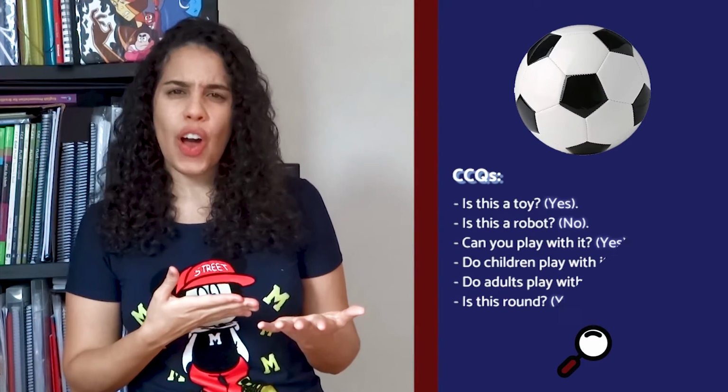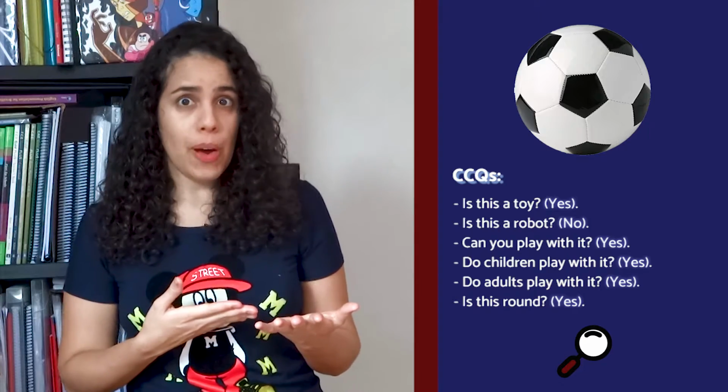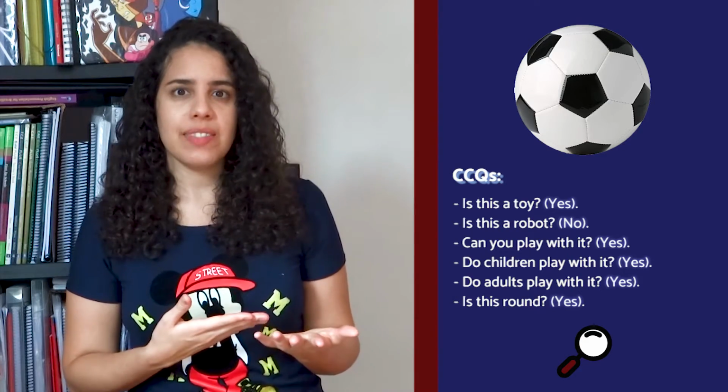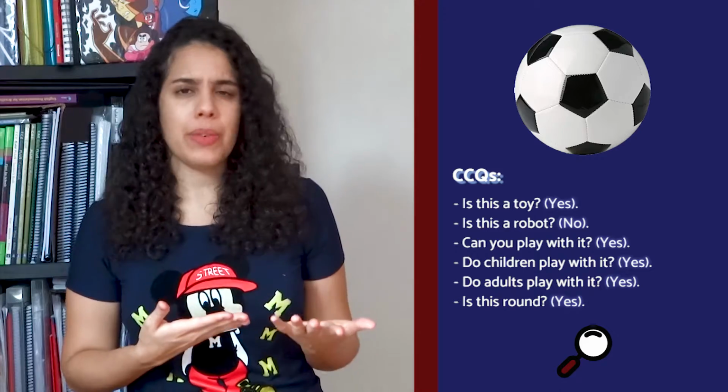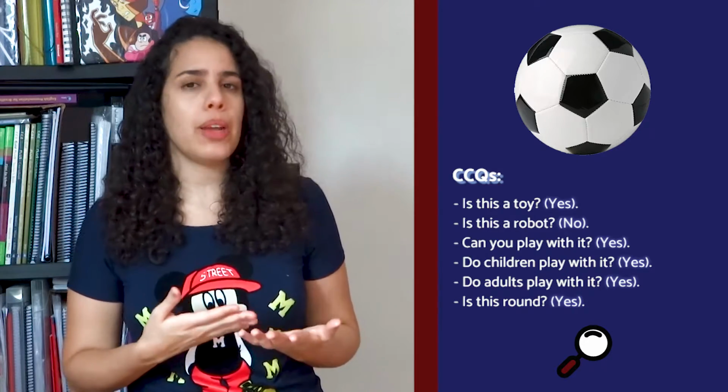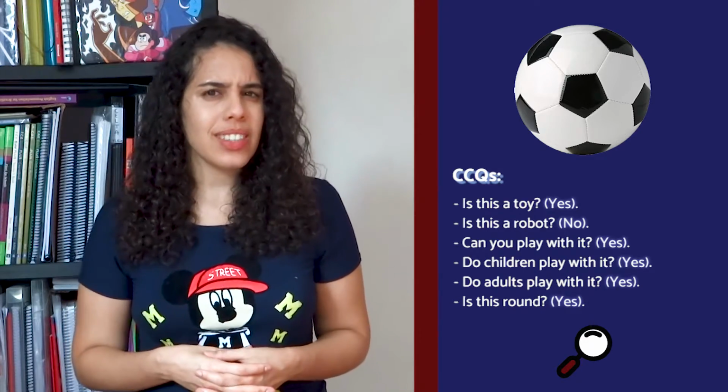For example, when you elicit with pictures, it is not always necessary to ask questions. Sometimes they are too obvious or irrelevant. For example, is this a toy? Is this a robot? Can you play with it? Do children play with it? Do adults play with it? Is this round?